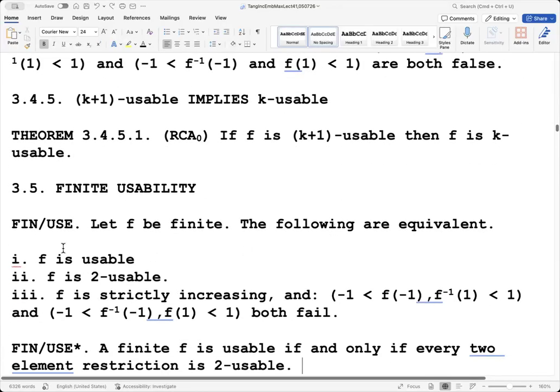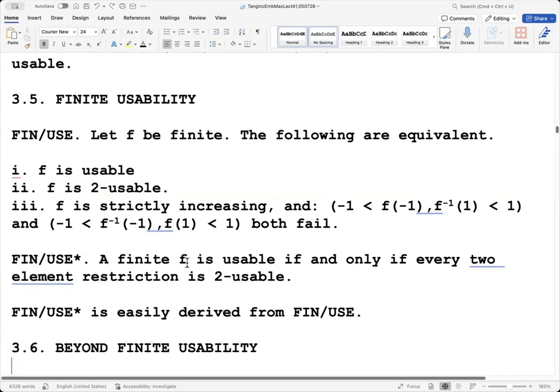And on finite usability, here's the theorem. These are equivalent. Two usable is the same. Strictly increasing and avoiding that configuration is the same. This is all the same. And then there's a corollary. F is usable if and only if every two element restriction is two usable. And you can get that from this.